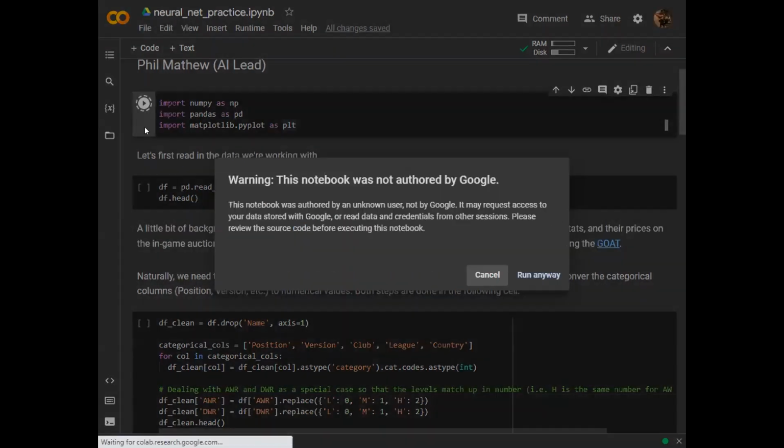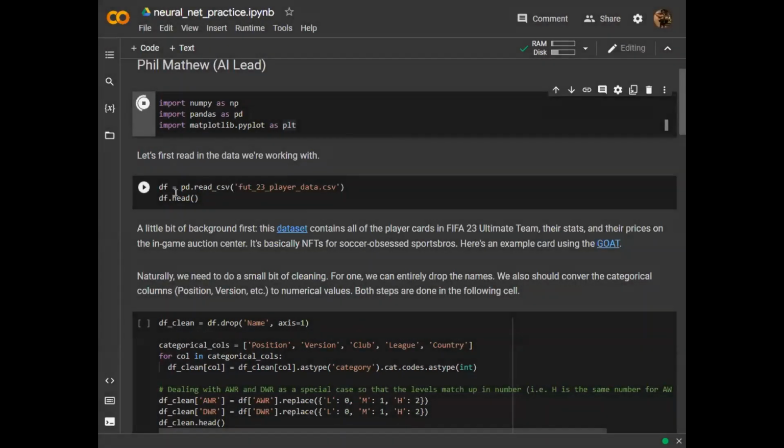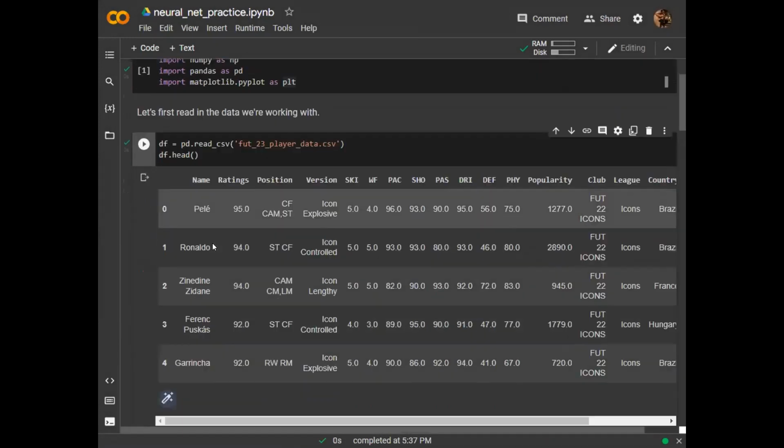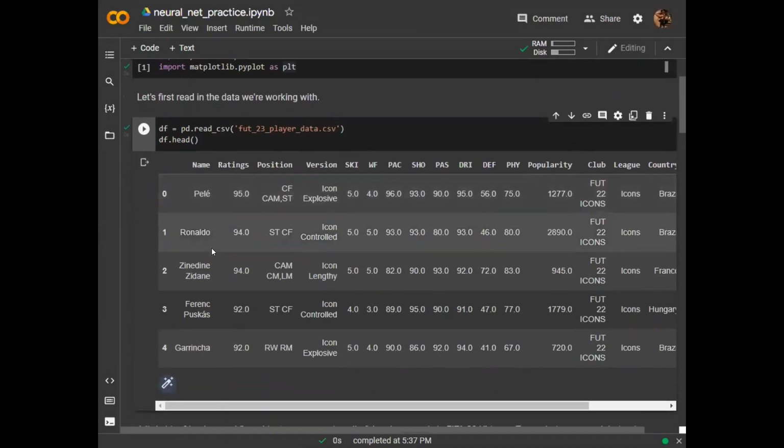With that said, what we're going to do is essentially try to predict the prices of these players. It's similar to how some people actually do useful things with their time, like predict the stock market and try to actually make some more money. We're going to be taking a look at the in-game auction house on FIFA Ultimate Team and trying to predict how much in-game currency these cards will sell for.